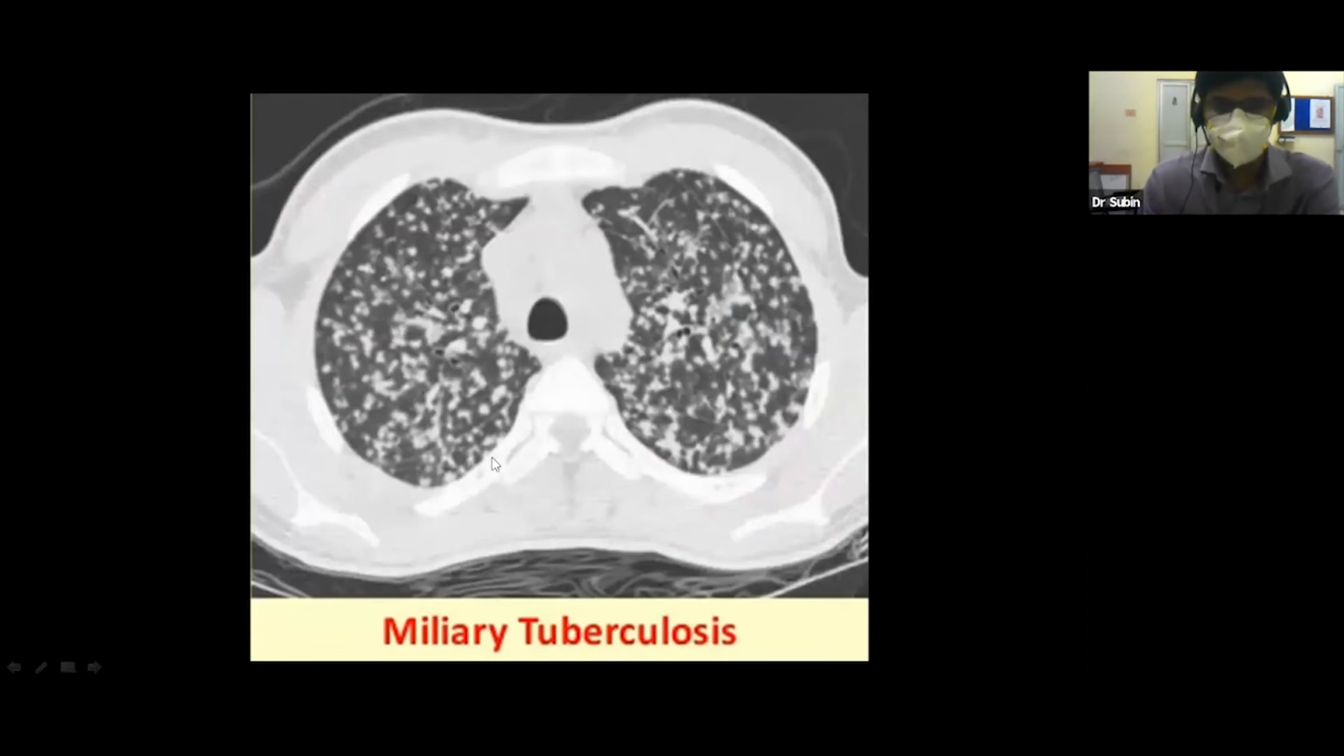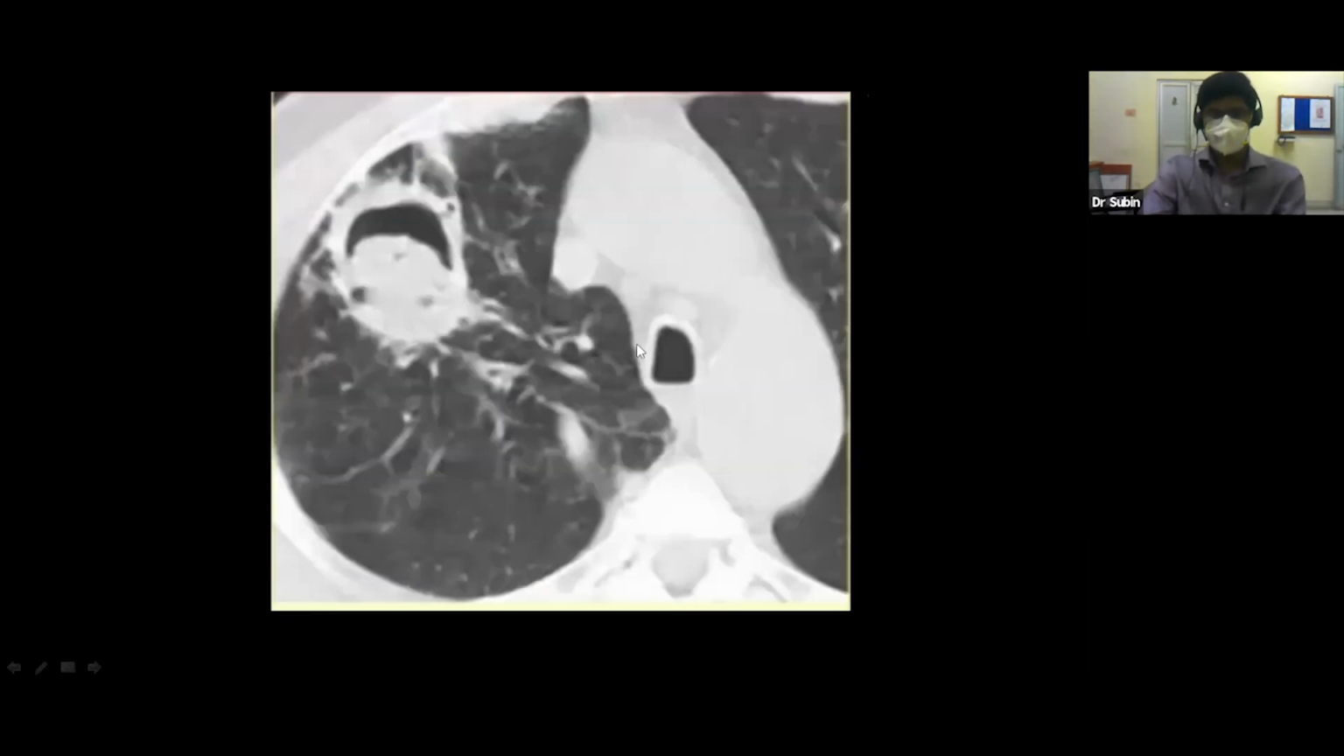This is how a miliary tuberculosis will look like. Again, multiple nodules which are scattered. These are not 100% clean, but as such, this will be more like a random distribution. It's there everywhere.